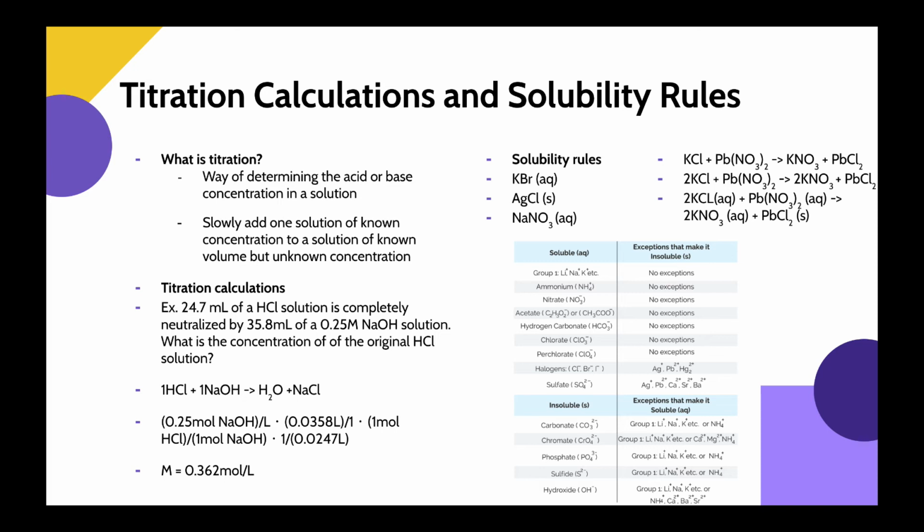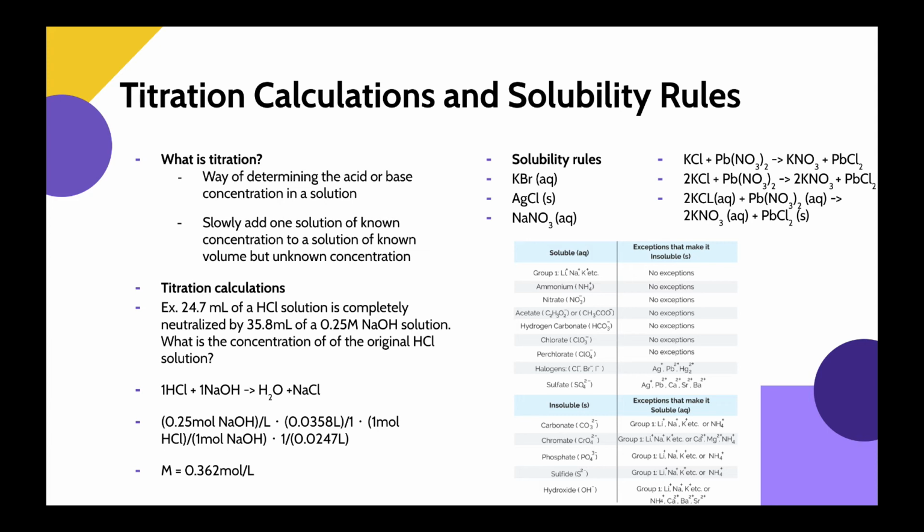Next are the halogens, which are soluble with the exceptions of silver, lead, or mercury attached to a halogen. Then we have sulfate, which is soluble with the exceptions of silver, lead, calcium, strontium, and barium. Now the next portion of this table displays compounds that are insoluble with some exceptions.